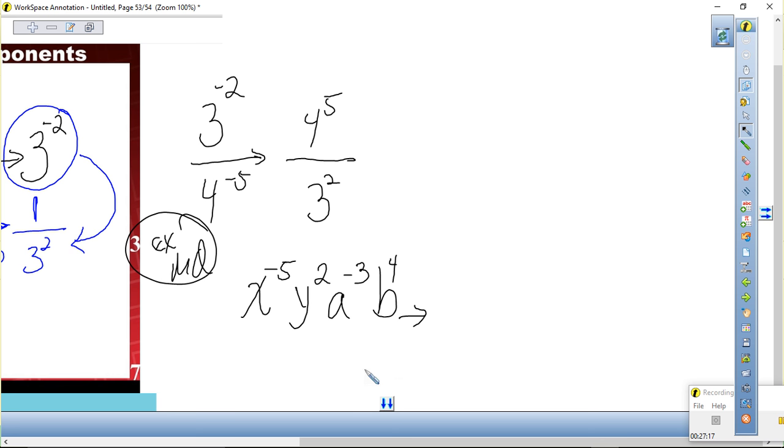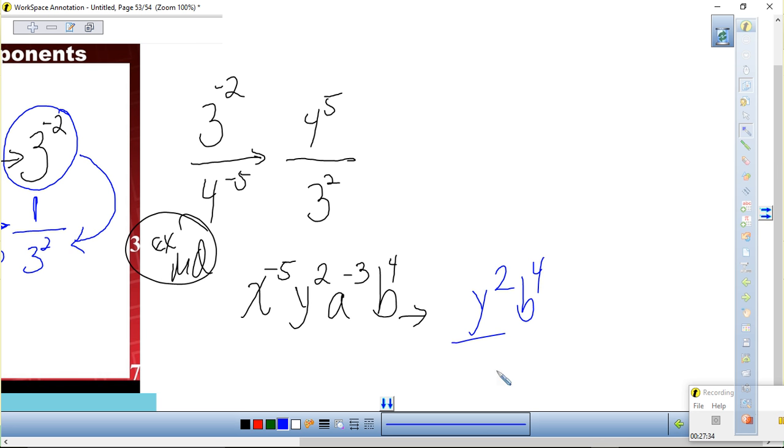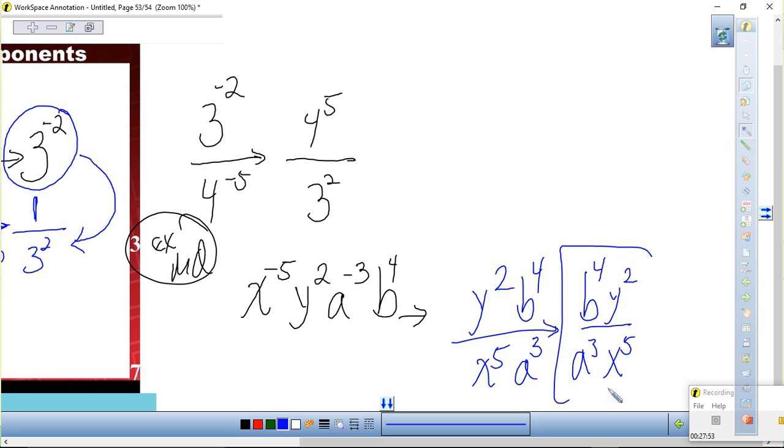Felipe. Y to the second power, b to the fourth power, over x to the fifth power, a to the third power. Hands, have you got that? That is incorrect. They need to be in what? Alphabetical order. B to the 4th, y to the 2nd, a to the 3rd, x to the 5th.